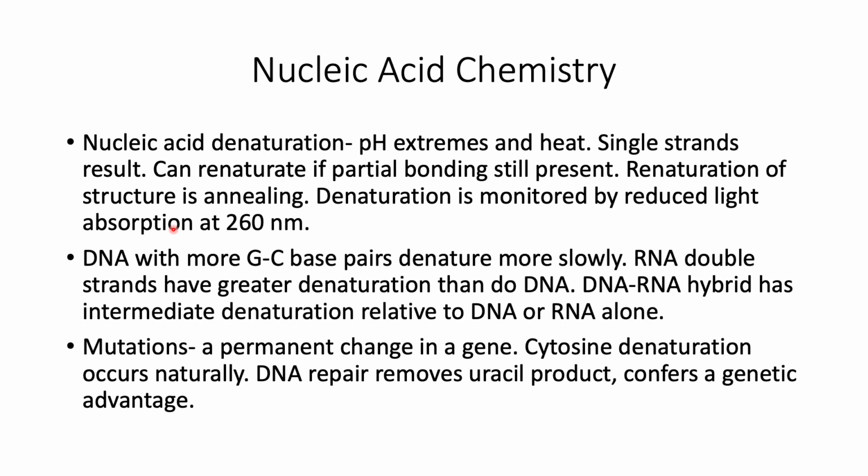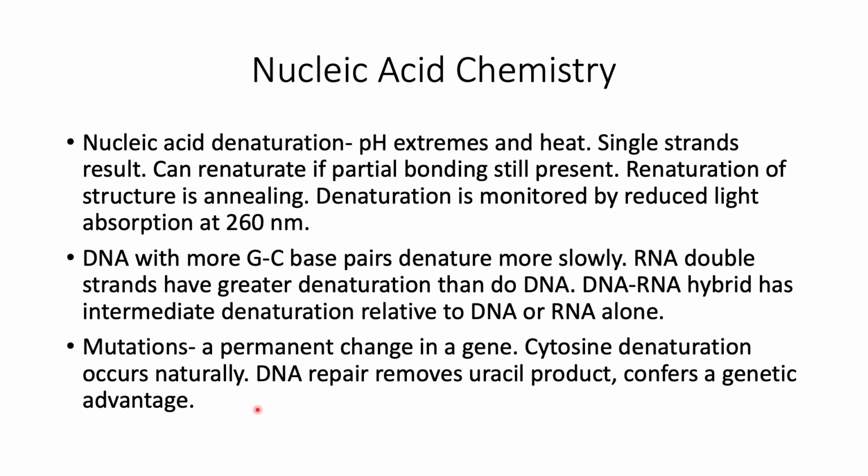You can have more GC base pairs. Again, this is a 3 hydrogen bonded form, and the more GC base pairing you have, it denatures more slowly. Hydrogen bonds are pretty tenacious, they're hard to break. The double strands of RNA have greater denaturation than their DNA. As double strands go, this is an inherently less stable molecule, so DNA is a little bit better in that regard. And you can have intermediate denaturation of DNA-RNA hybrids. Usually what happens is the DNA is denatured by itself.